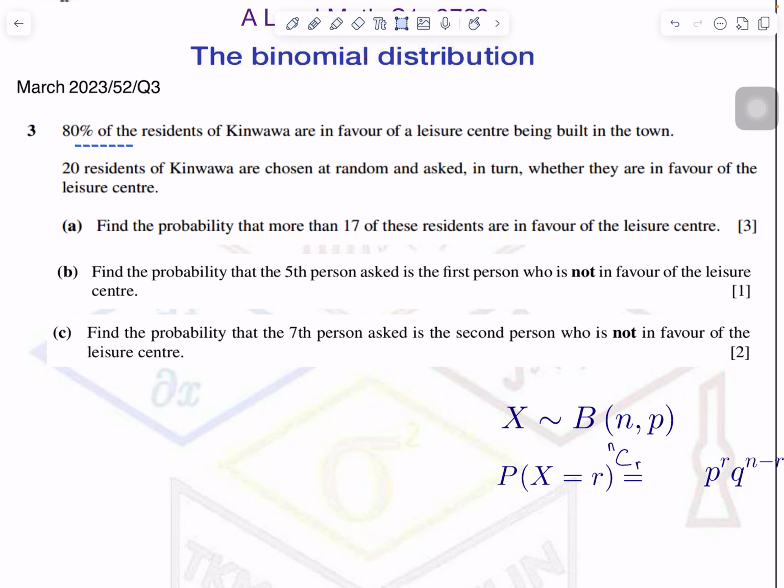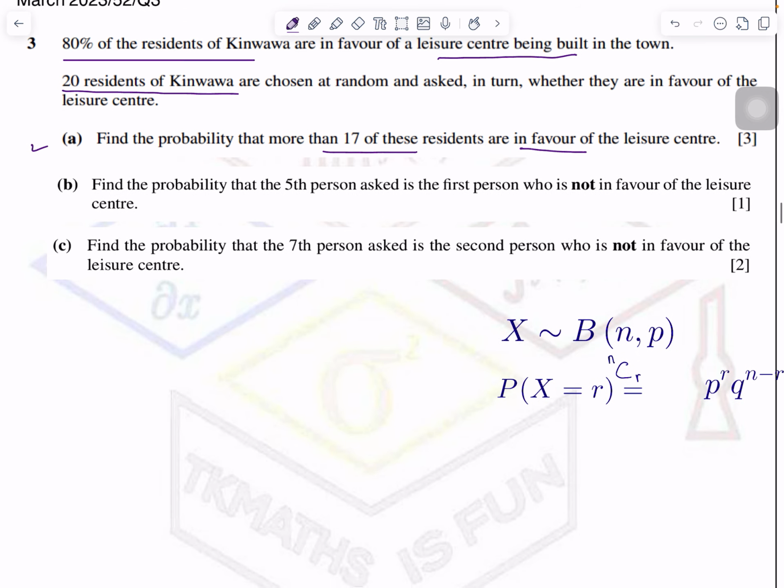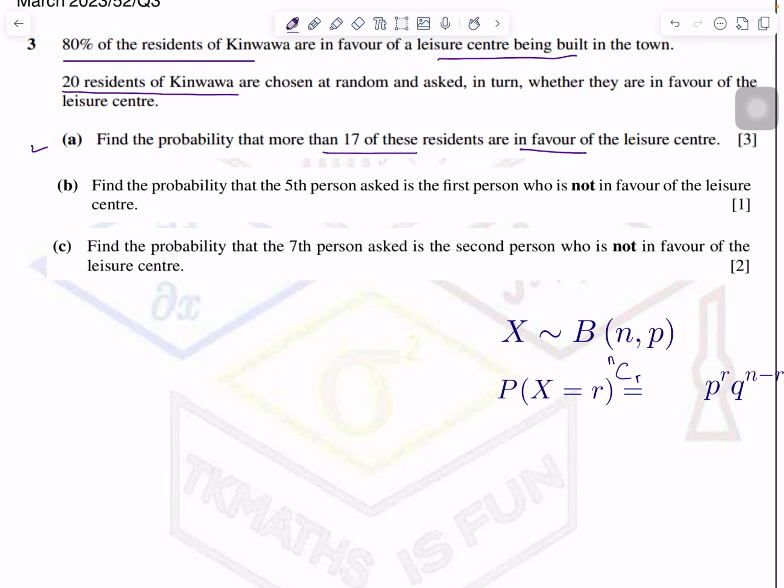80% of the residents of Kinwawa area are in favor of a leisure center being built in the town. 20 residents of Kinwawa are chosen at random. So this is your n and this is your p. Part 1: find the probability that more than 17 of these residents are in favor of this leisure center. So first of all, of course, we will write down the distribution.